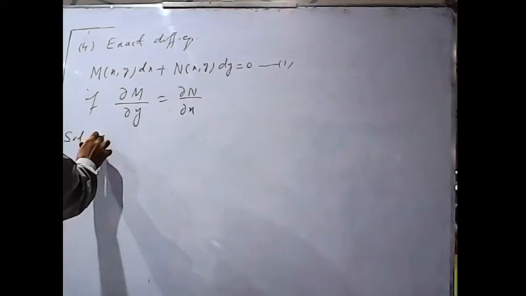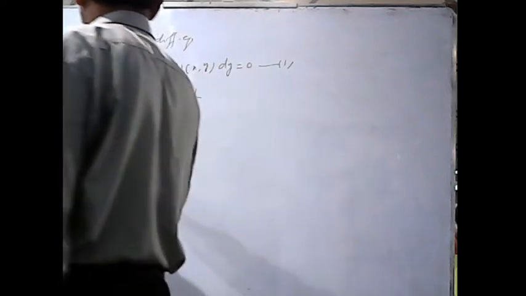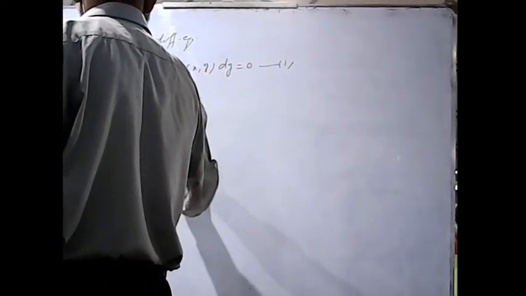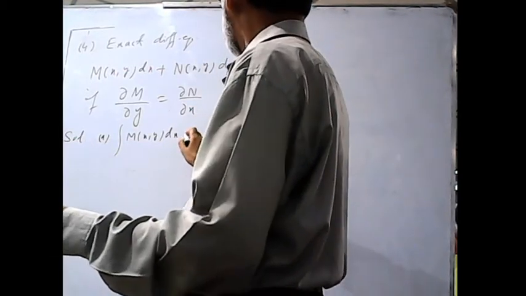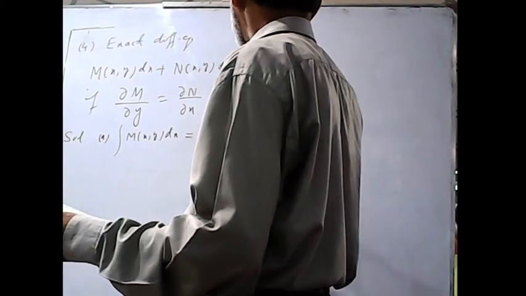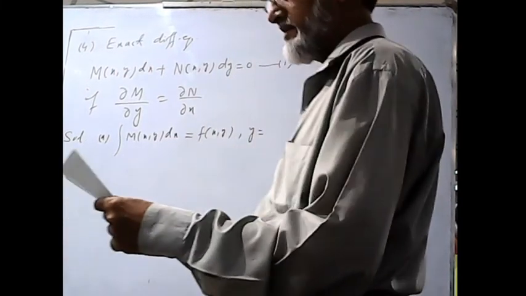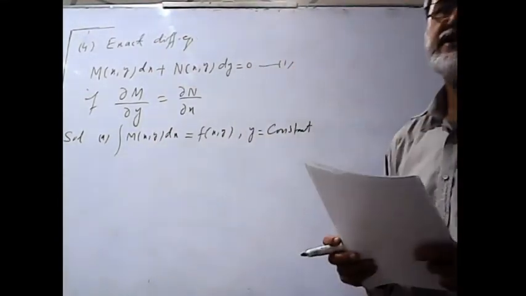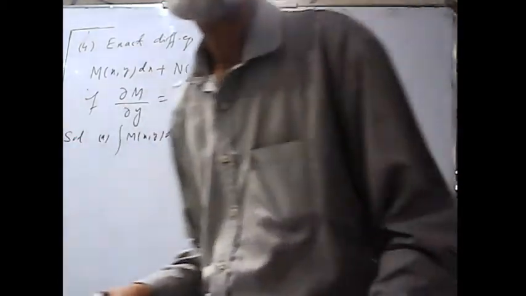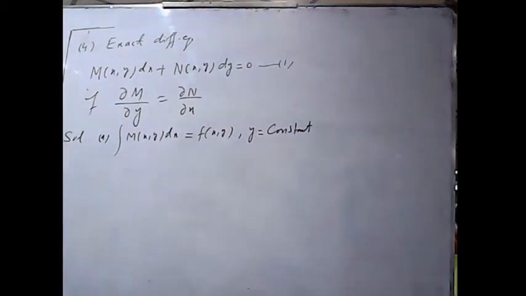The solution consists of two parts. Part A: integral of M(x,y) dx is equal to f(x,y), considering y as constant. Partial integration: integrate all the expression of M with respect to x, considering y as constant, which is denoted by f(x,y).